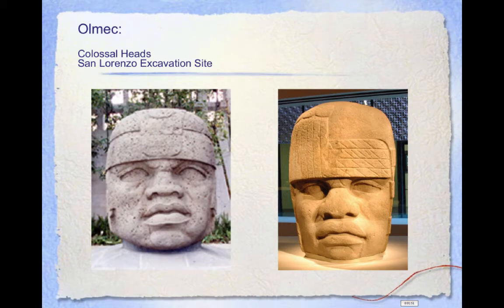These sculptures were carved from basalt. Basalt is a volcanic rock. The nearest deposits of basalt for the Olmec were approximately 100 miles away. So to haul huge pieces of stone to do this artwork took a tremendous amount of organization and labor.